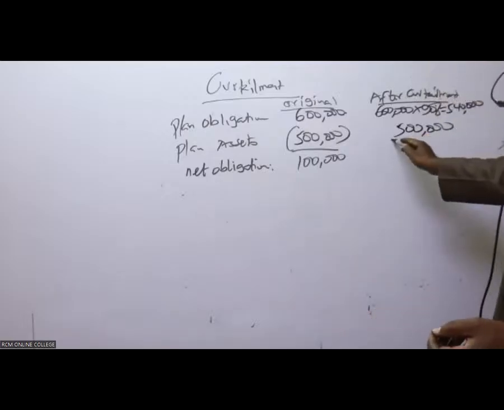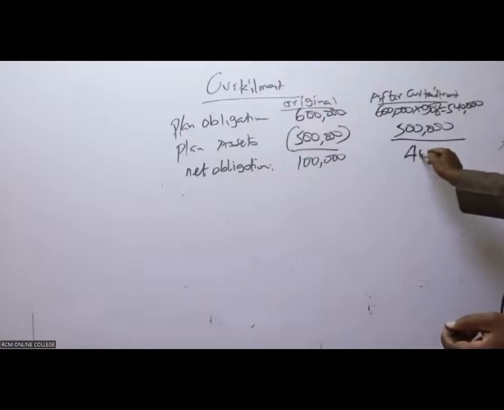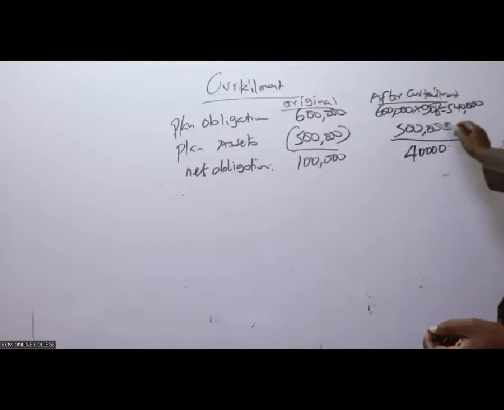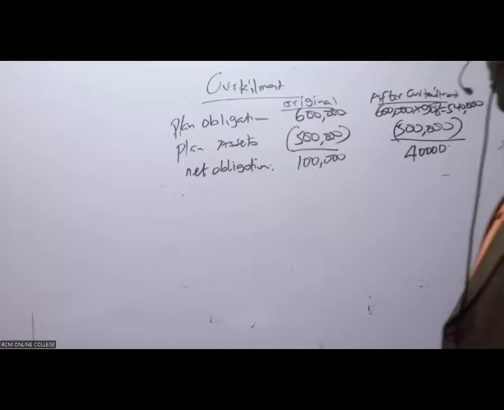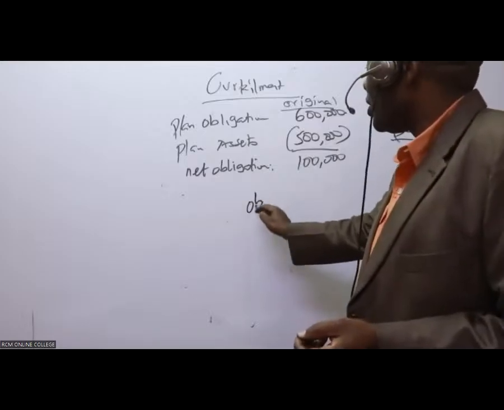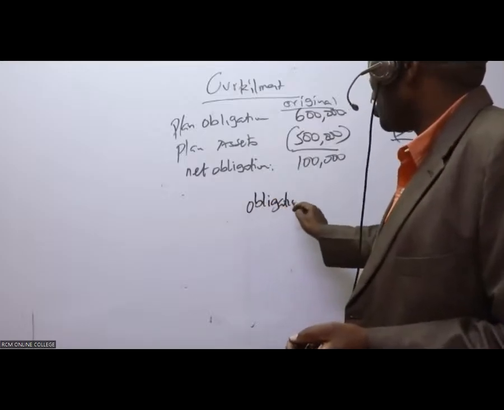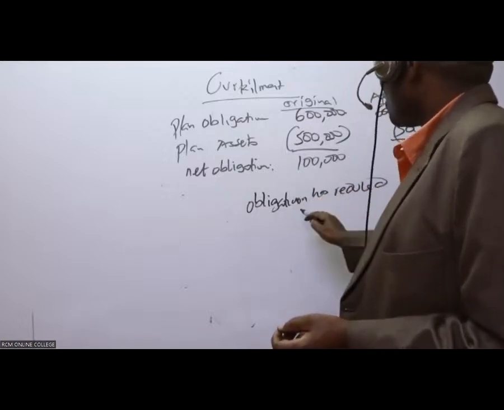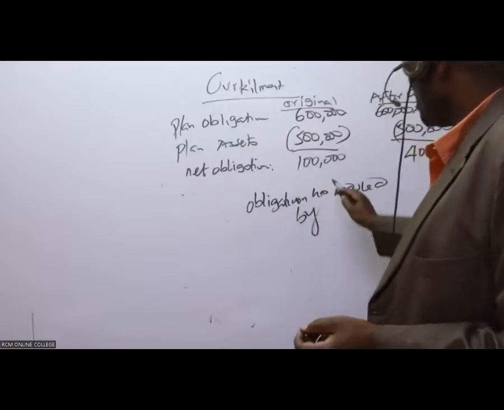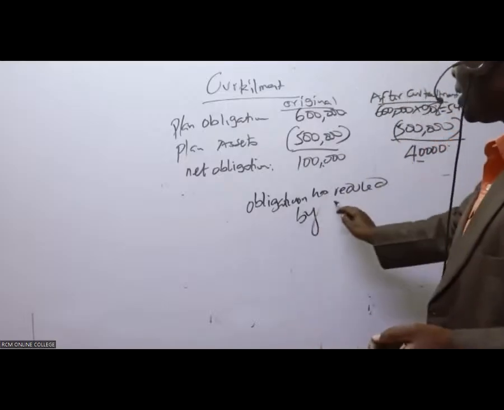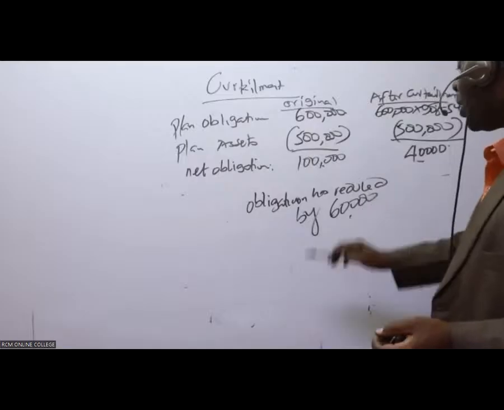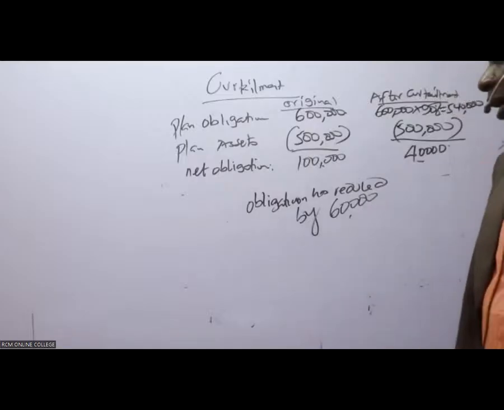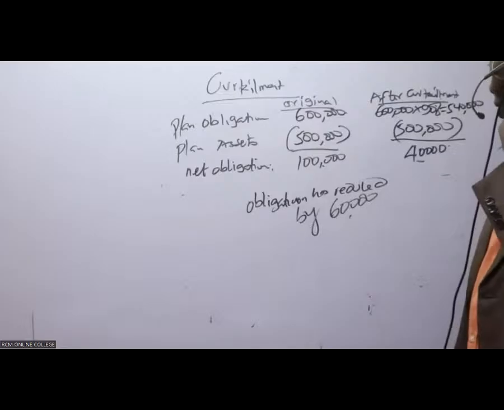So in this case, the new net obligation will be what here? Somebody says 40,000. This minus this, 40,000. So in short, ladies and gentlemen, the obligation has reduced by the difference. The obligation has reduced by 60,000. Is it 60,000?